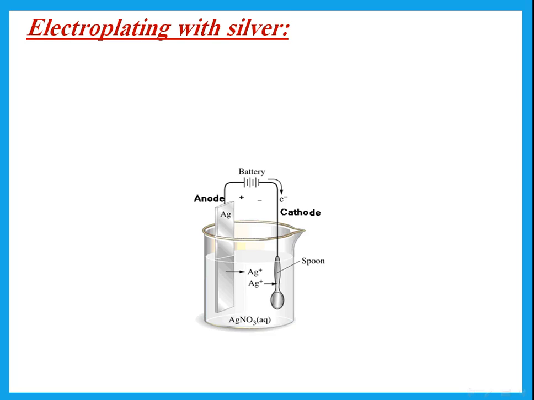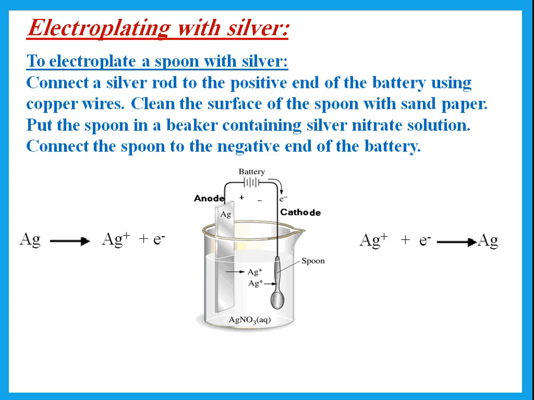So how do we do electroplating? The spoon is connected to the negative. And this could be a spoon or it could be an ornament, some sort of metal that we want to cover with a specific metal like silver. So the spoon is connected to the negative and the silver rod is connected to the positive. And what happens is the silver rod dissolves in solution to give silver ions, and then the silver ions go to the other electrode, the cathode, and take up electrons and become silver. So it deposits on the surface of the spoon.